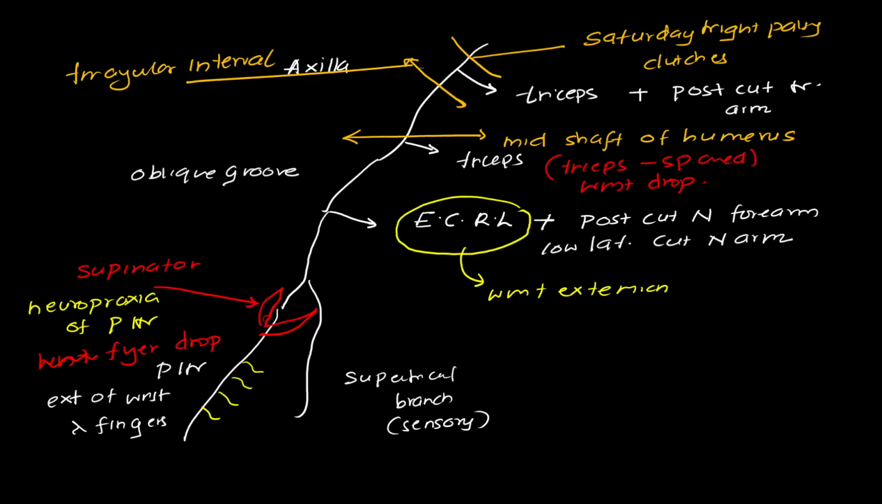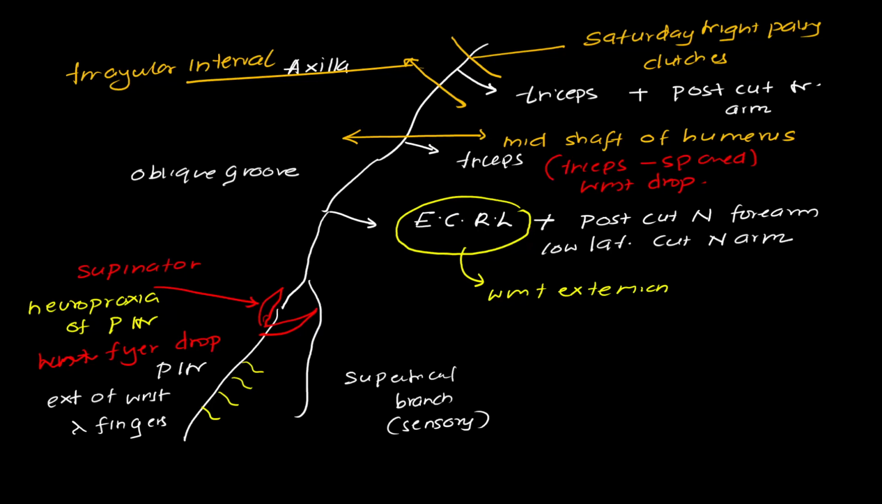However, once this happens at the triangular interval, the manifestations are quite similar to that of a lesion at the mid shaft of the humerus, such as a fracture of the humerus. So in this case, you would appreciate the presence of a wrist drop, a finger drop, as well as the sensory loss in the posterior cutaneous nerve of the arm as well as the lateral cutaneous nerve of the arm. However, the extensor, which is the triceps, will be spared.